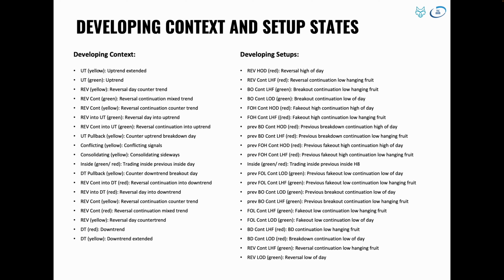And you always, as you see here, have the colors yellow, green, and red. Red and green mean everything is aligning, all the bias time frames in one direction. Yellow means you have a conflict. So here, for example, it's bullish, but it's extended. So be careful, it could go both ways. Uptrend green means it's a healthy uptrend. Everything bullish, no overextension.